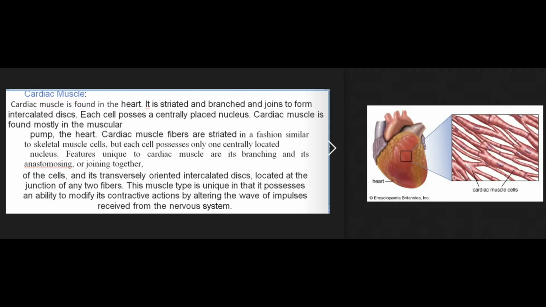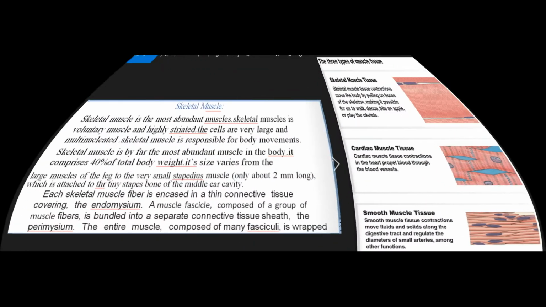This muscle type is unique in that it possesses an ability to modify its contractive actions by altering the wave of impulses received from the nervous system.